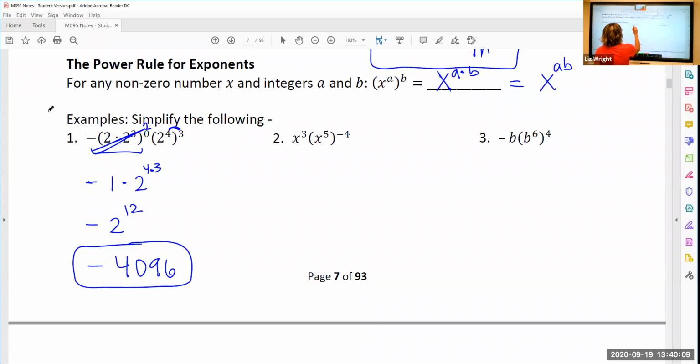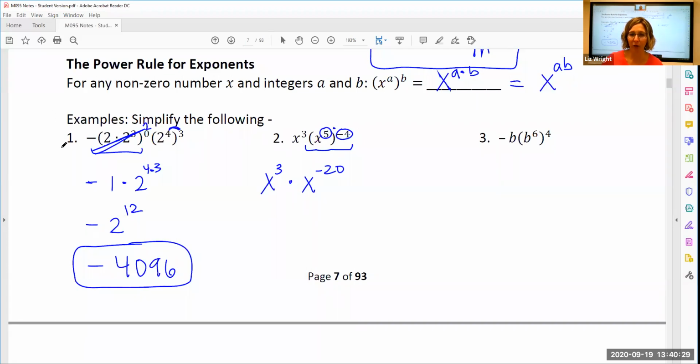For our next one, I'm going to take care of this piece first, and then we'll talk about the x to the third. So I'm just going to bring down the x to the third. Here we're going to multiply these two exponents. So it's going to be x to the -20. And then what do I do with the exponents now? And the answer is you should be adding them, right?